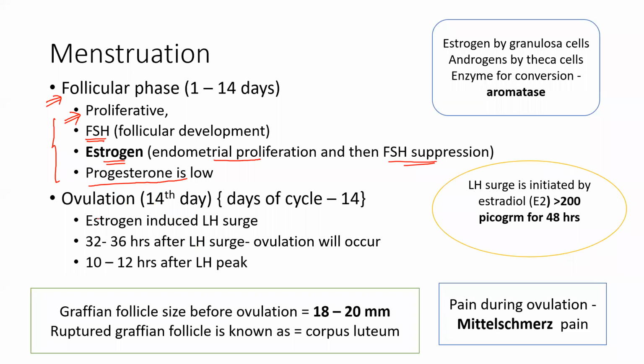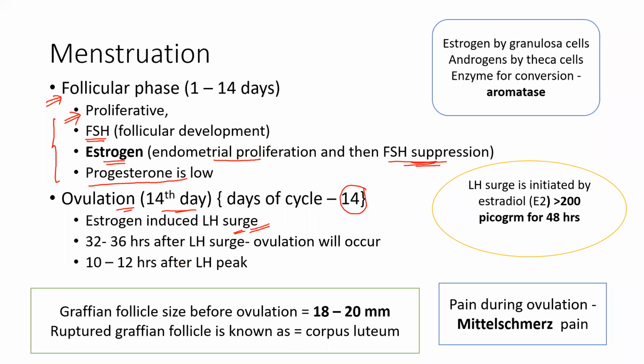Okay, now coming to ovulation. Ovulation is on the 14th day of the cycle. Estrogen-induced LH surge occurs. We have already said in the follicular phase that estrogen suppresses the FSH. So once FSH is suppressed, the follicular development stops and the LH surge starts. Now, when LH starts coming and acting on it, ovulation takes place.